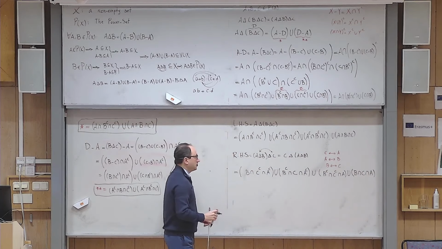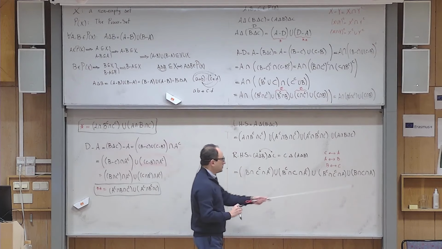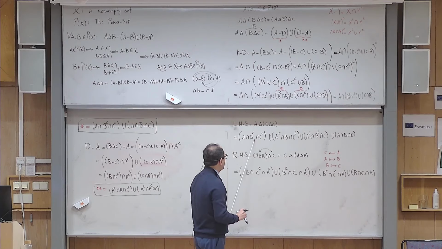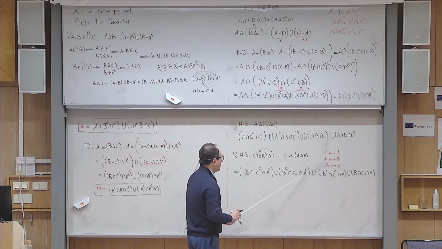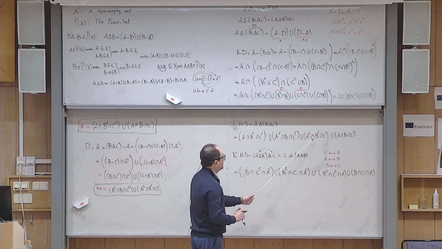But it is immediately understandable that they are the same. Yes, this is exactly the last term. So here, A intersect B complement C complement here. This one is A complement B complement C. So A complement B complement C.